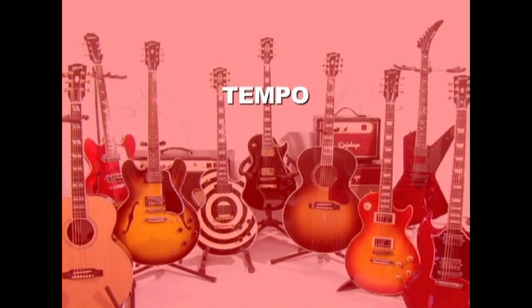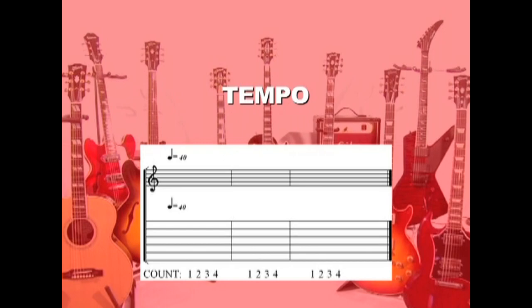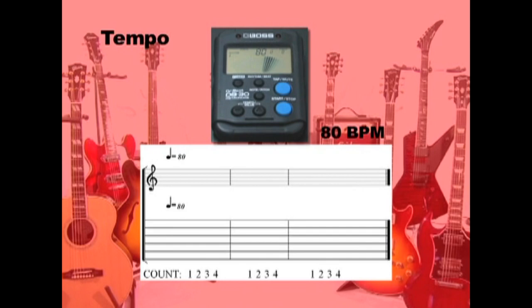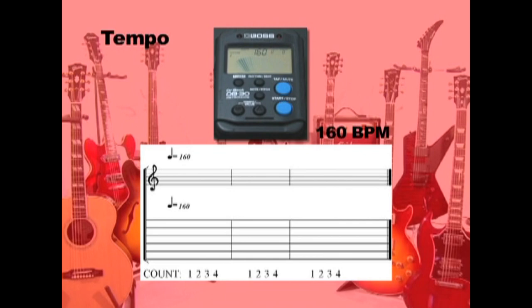The tempo of a song determines how fast or how slow each measure is counted. For example, 40 BPM means you would count 40 beats per minute. 1, 2, 3, 4. 80 BPM means you would count 80 beats per minute. 1, 2, 3, 4. 160 BPM means you would count 160 beats per minute. 1, 2, 3, 4.